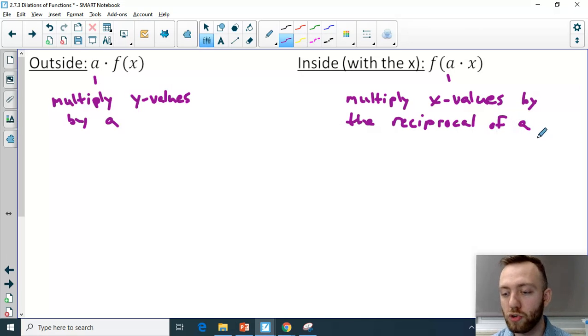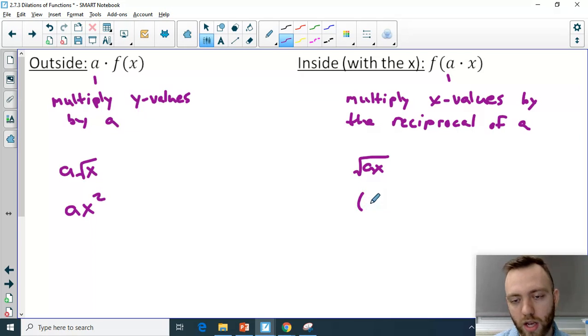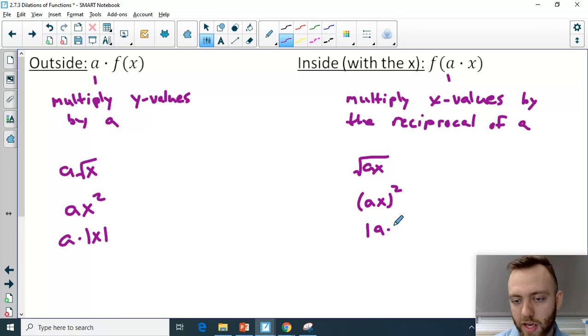Because when we multiplied by 2, what we really did is we shrunk it in half. And when we multiplied by half, what we really did was doubled it. So we really multiply by the reciprocal. So now that that's done, on the outside for our square root, that would be there. On the inside, for our x squared, on the inside, on our absolute value, on the inside. What else am I missing?